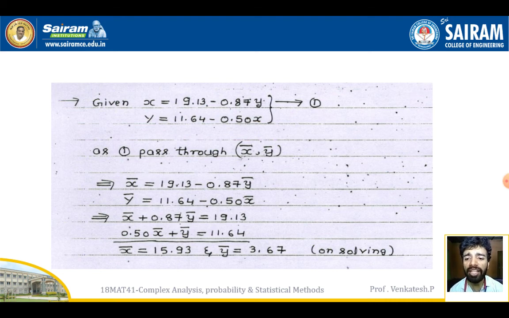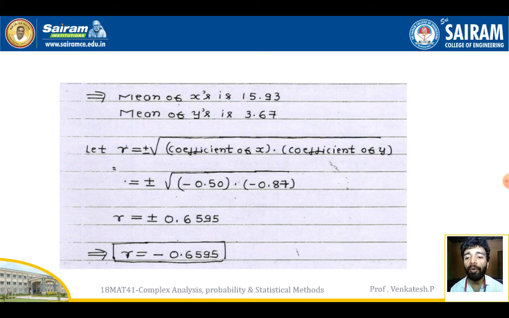On simplifying these equations, I will get x bar plus 0.87 y bar is equal to 19.13, by shifting that y bar to LHS. Again, 0.50 x bar plus y bar is equal to 11.64, by shifting that 0.50 x bar to LHS. Now in the calculator, go for equation mode, since we have two unknowns, x bar and y bar. Replace the values in the two unknowns equation. On simplifying, we'll get x bar is equal to 15.93 and y bar is equal to 3.67. So we can conclude that the mean of x is 15.93 and the mean of y is 3.67.